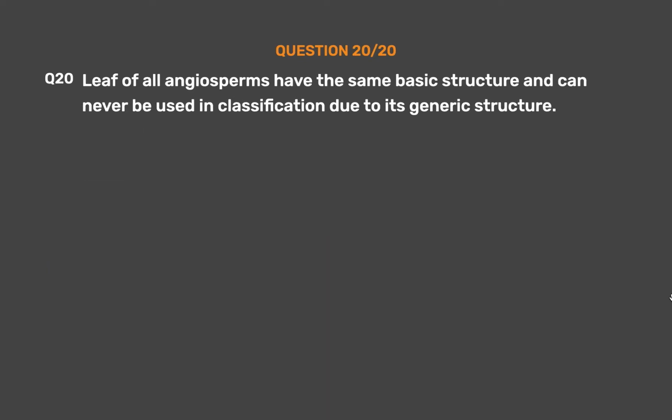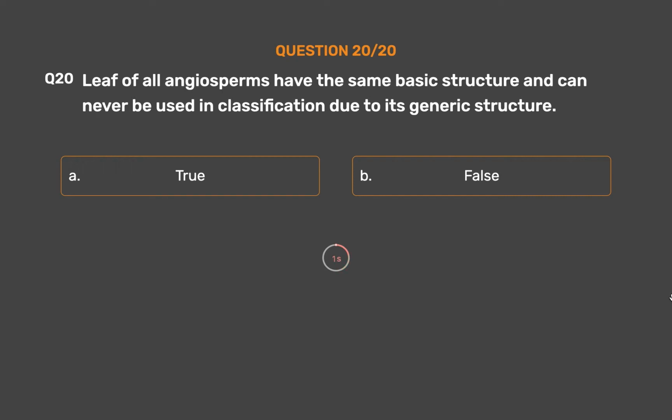Question number 20. Leaf of all angiosperms have the same basic structure and can never be used in classification due to its generic structure. Option A. True. Option B. False. The correct answer is option B.